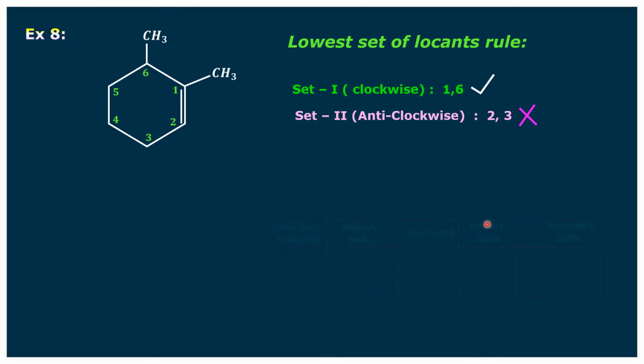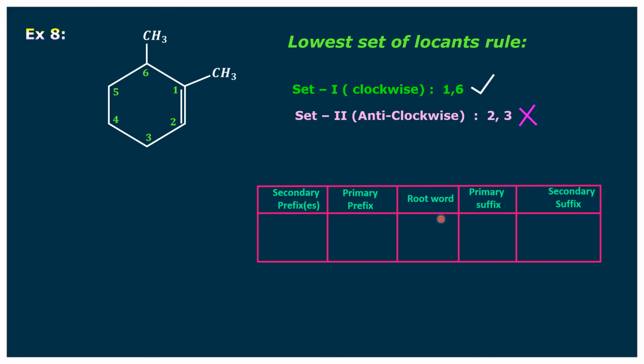Okay. So root word is hex, primary suffix is -ene because a double bond is there, and there is no secondary suffix as no functional groups are present in this. Primary prefix is cyclo and methyl. So 1,6-dimethyl cyclohex-1-ene.